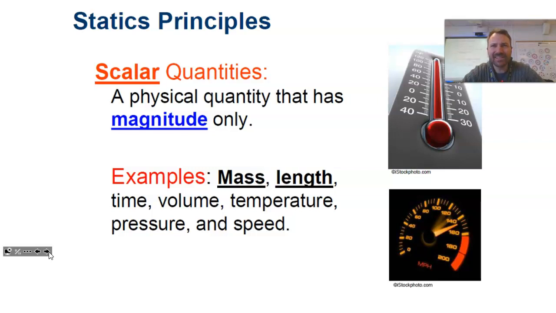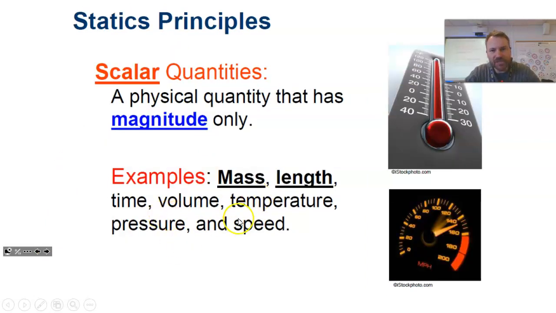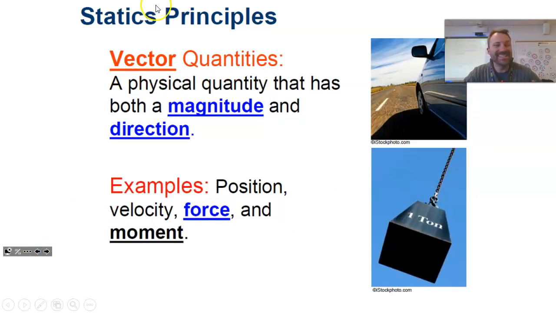Like time, nobody cares what direction you're moving your watch. That time is time. So scalar quantities, things like time or volume or temperature, pressure, speed, they don't matter what direction they're going. A scalar quantity only is how big. Like what's the temperature outside? Oh, it's 50 degrees. Doesn't matter what direction. But a vector quantity does.